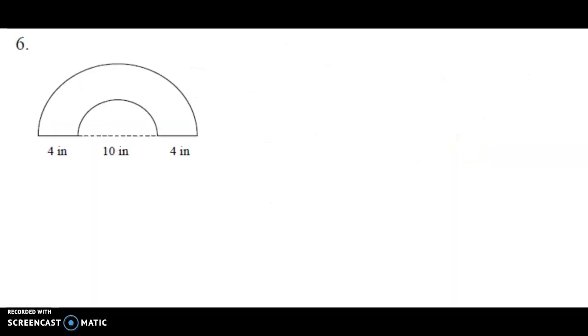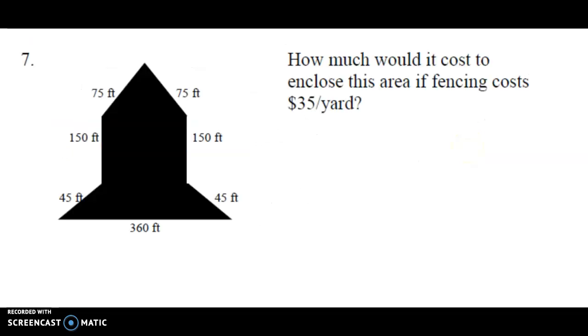Okay, we are going to skip number 6 and go to number 7. So the word problem says, how much would it cost to enclose the area if fencing costs $35 per yard? Again, we want to look for these keywords that tell us what to do, and the word enclose means to go around. So that would be the word that indicates perimeter.